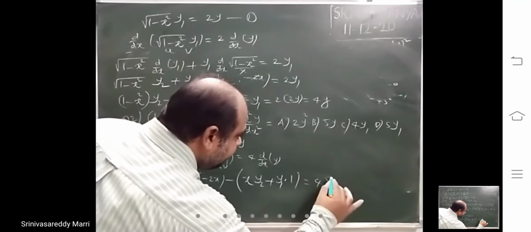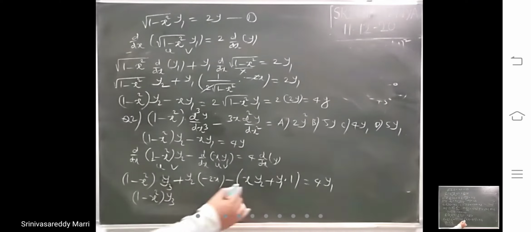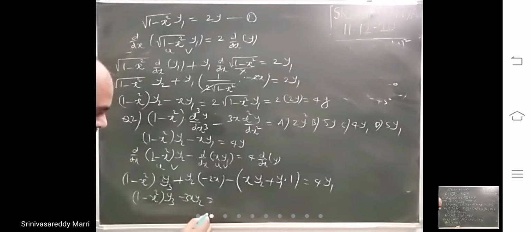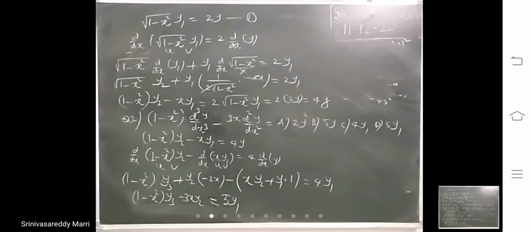4 into dy by dx is what? y1. Now look here: 1 minus x square into y3, minus 2xy2, minus xy2, minus 3xy2. The remaining terms, bring them to that side. This is minus y1 on that side. That means 5y1, that is the answer.